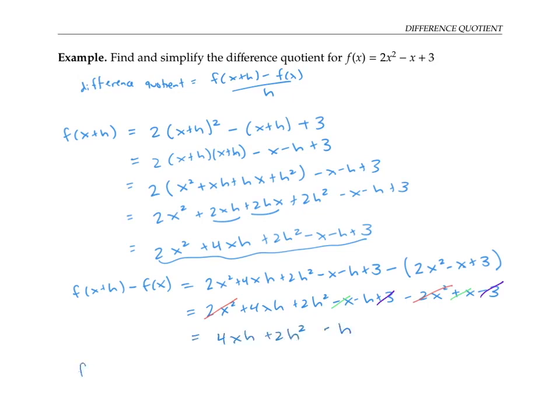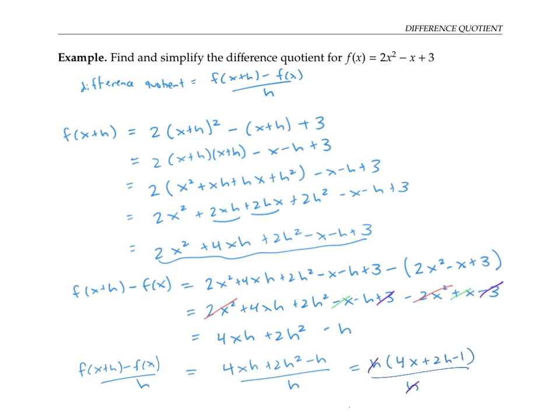Finally, I'll write out the whole difference quotient by dividing everything by h. I can simplify this further because notice that there's an h in every single term of the numerator. If I factor out this h, I get h times (4x plus 2h minus 1) divided by h. These two h's cancel, and I'm left with a difference quotient of 4x plus 2h minus 1.